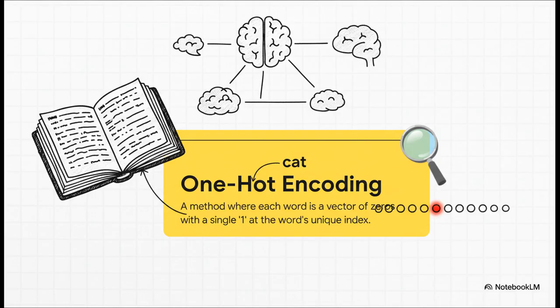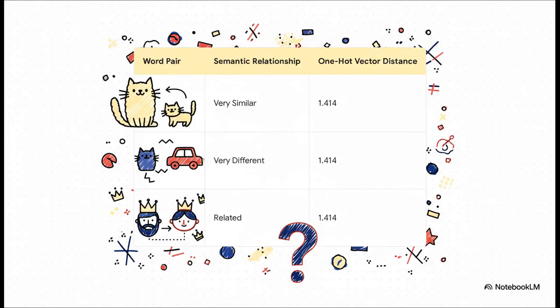Seems logical, right? But it's got a huge blind spot. And here is the fatal flaw. Using this method, the distance mathematically between cat and kitten is exactly the same as the distance between cat and car. Think about that. To the computer, a kitten is just as different from a cat as a car is. This whole approach just completely misses what the words actually mean.